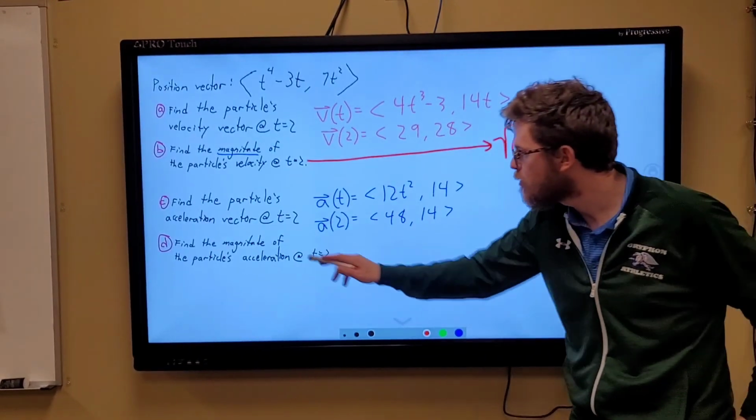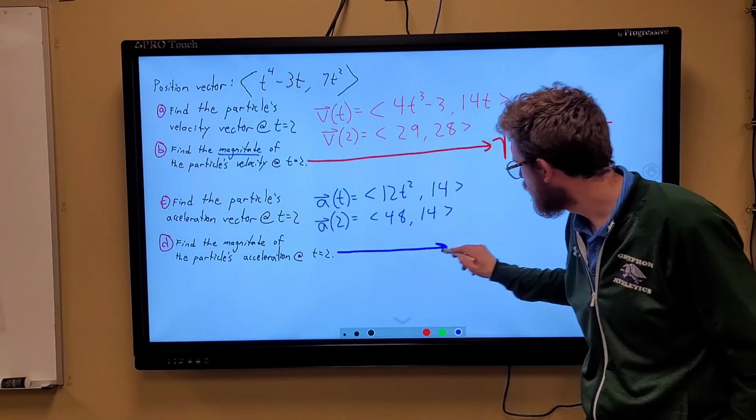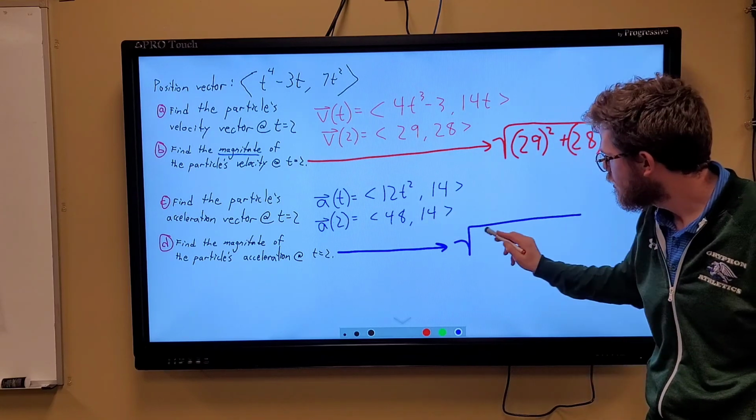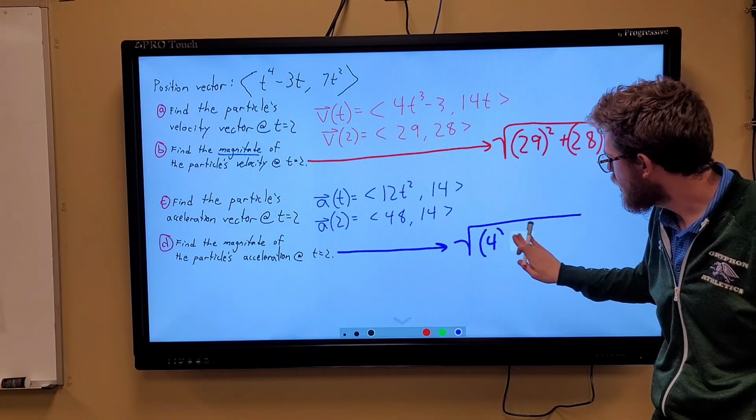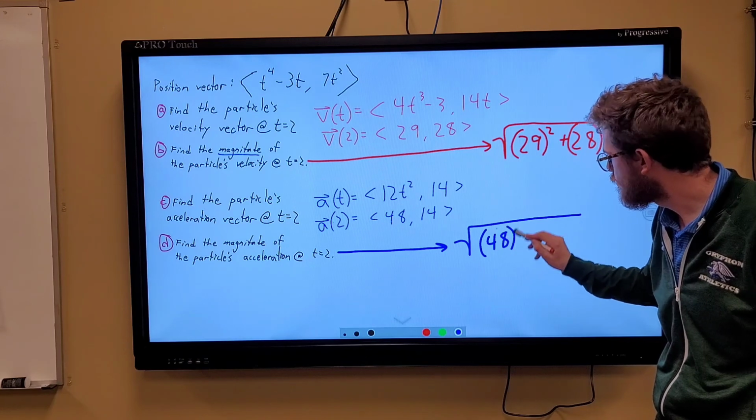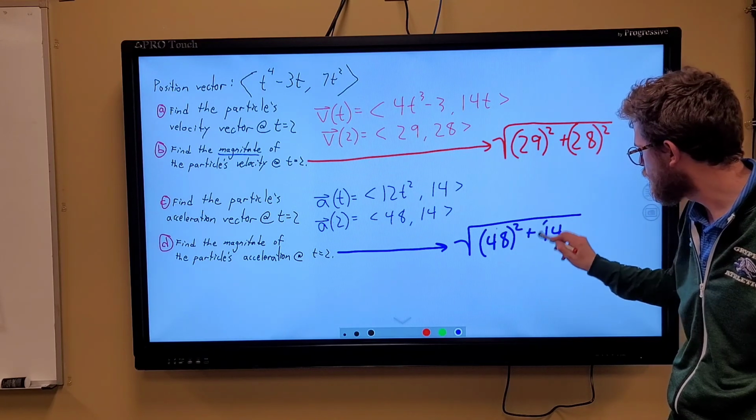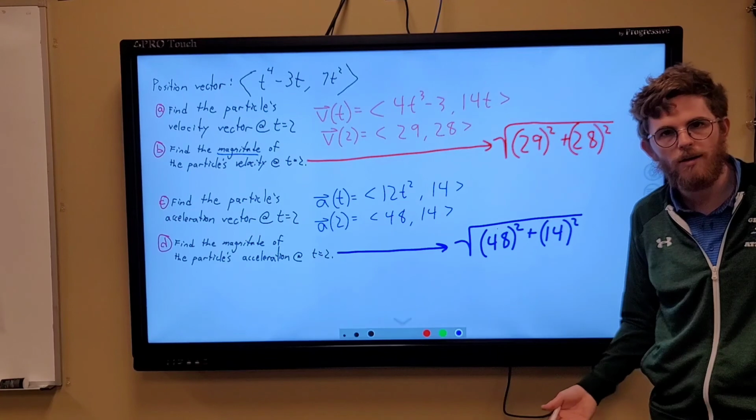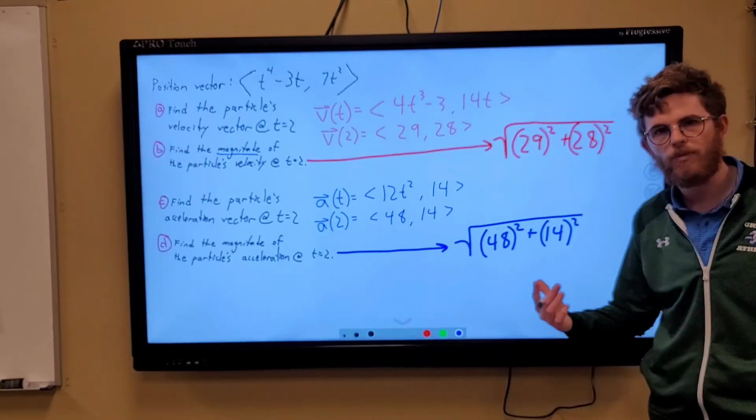Same thing, the magnitude of the particle's acceleration. Well, it would be 48 squared plus 14 squared. Yeah, it's what you want. It's what you want. All right.